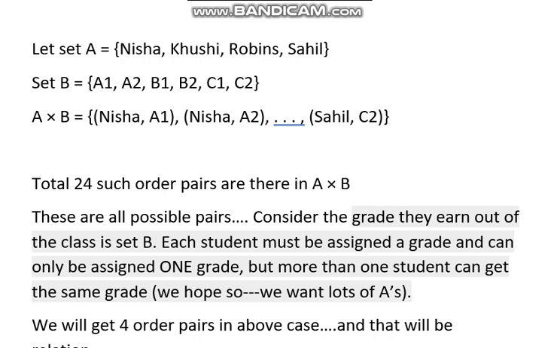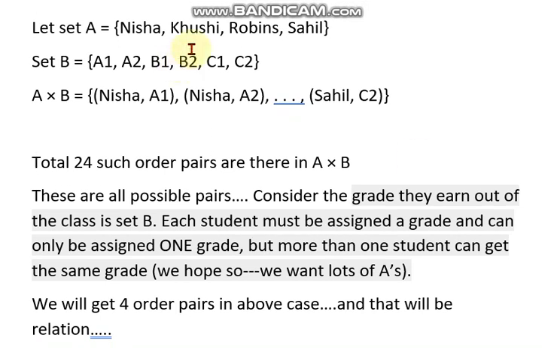So here in set A we have 4 students. Obviously Nisha will get only one grade, right? Similarly Khushi, Robbins and Sahil. So we will get 4 ordered pairs in the above case. So this particular case will consist of 4 elements, and that is called a relation.